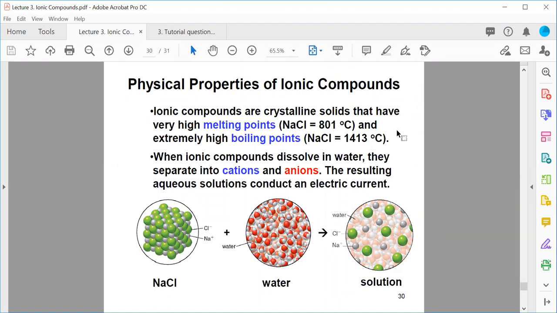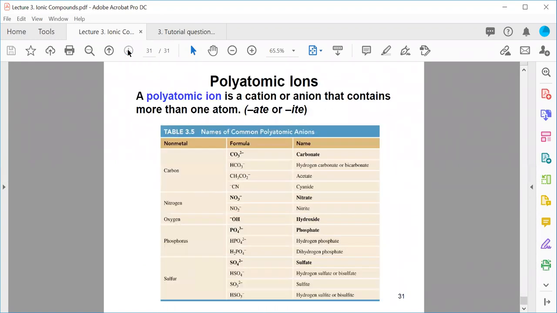Okay, so when ionic compounds are dissolved in water, they will separate into their respective cations and anions that formed that compound in the first place. This is called dissociation. And we can see that happening here with sodium chloride when it's dissolved in water. The sodium ions dissociate from the chloride ions, and this resulting solution will conduct an electrical current. All right, so that's all we'll say now about physical properties.